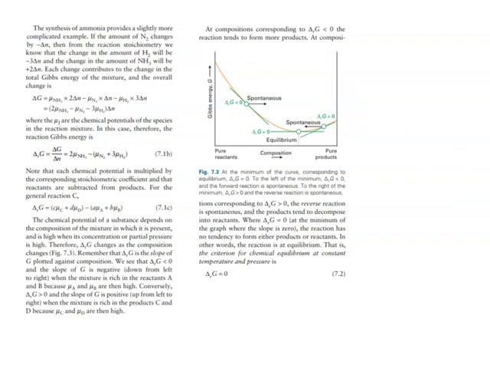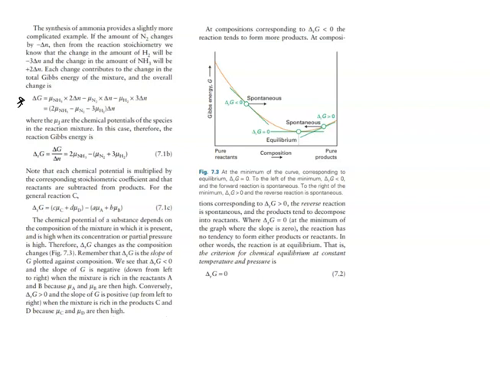So, for the second reaction, the synthesis of ammonia provides a slightly more complicated example. If the amount of nitrogen gas changes by negative delta n, then from the reaction stoichiometry, we know that the change in the amount of hydrogen gas will be negative 3 delta n, and the change in the amount of ammonia gas will be positive 2 delta n. Each change contributes to the change in the total Gibbs energy of the mixture, and the overall change is therefore defined by the following.